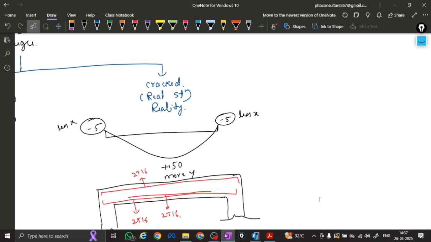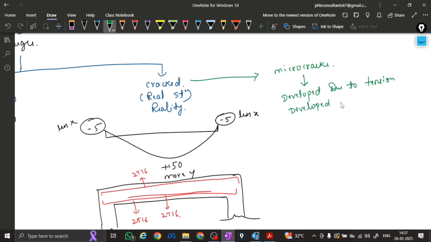Okay, now let's say these cracks are micro cracks, and these micro cracks are developed due to tension developed in the members. Predominantly beams are tension members, so beams crack more compared to columns, right? It is not mandatory that the cracks should be visible every time. It may be visible or it might not be visible.